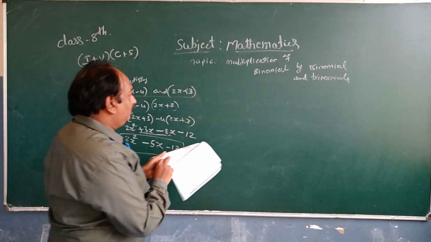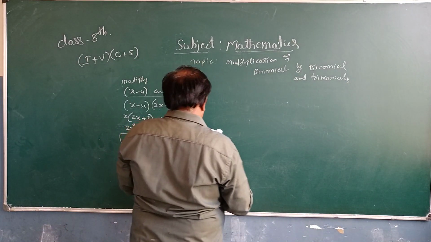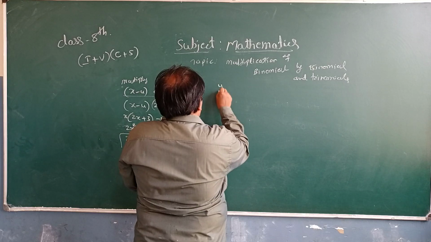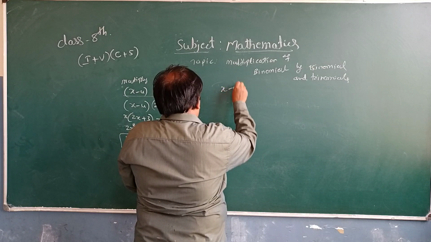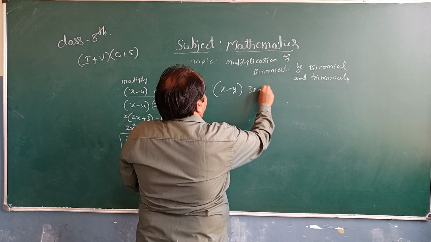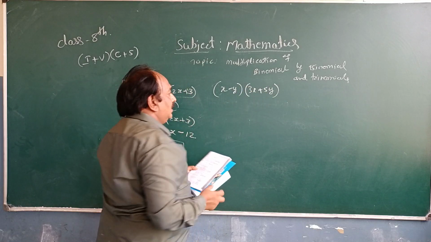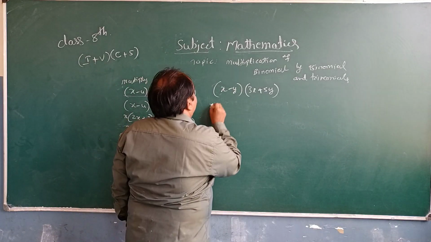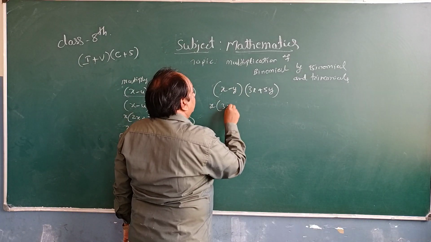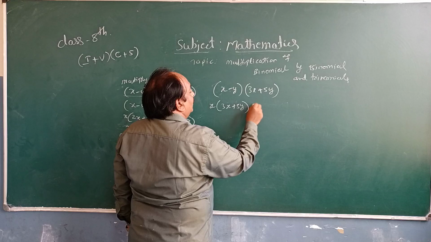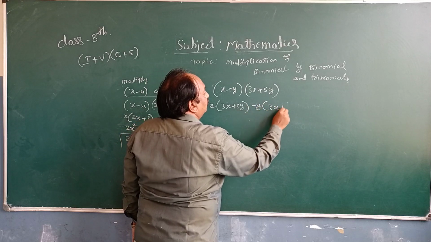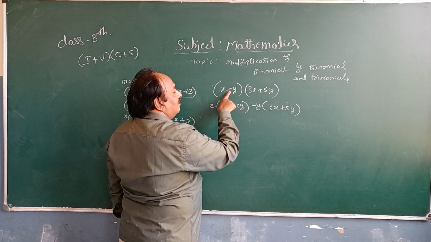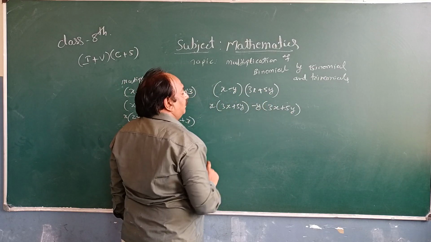Next, multiply x minus y into 3x plus 5y. x minus y into 3x plus 5y. x into 3x plus 5y minus y into 3x plus 5y.